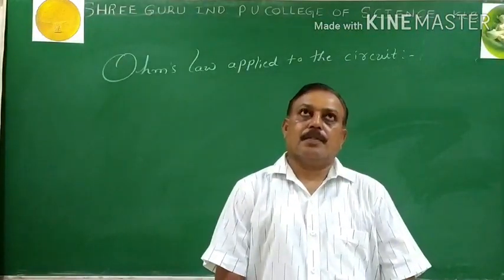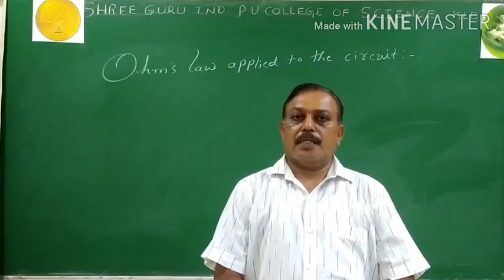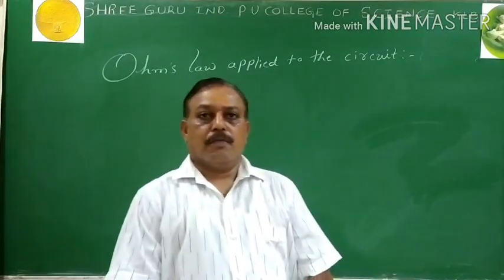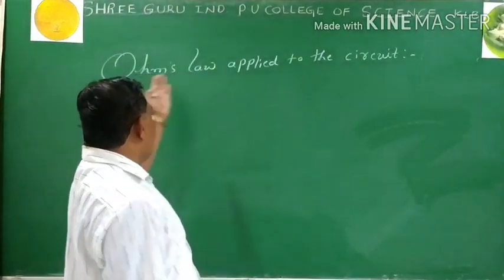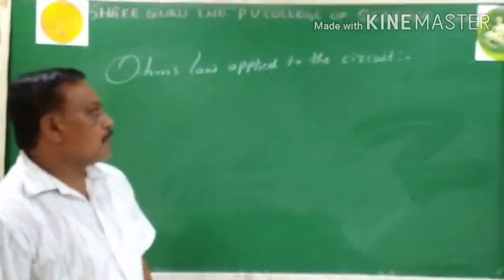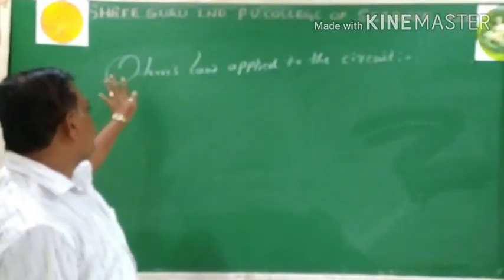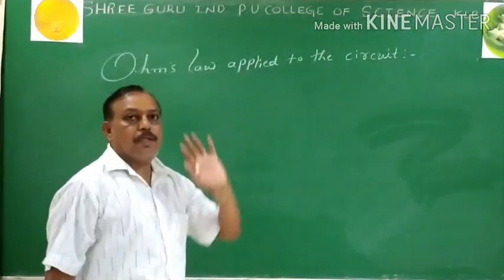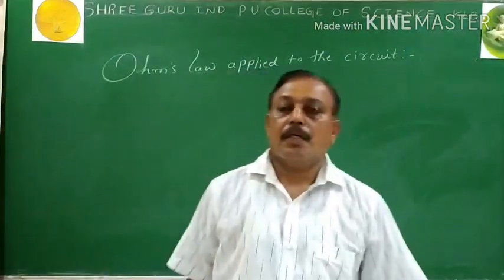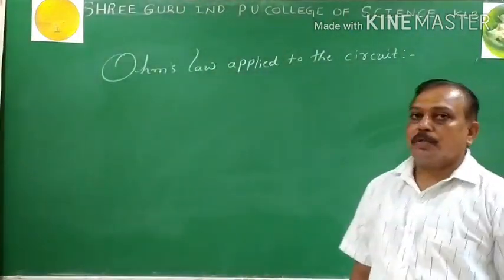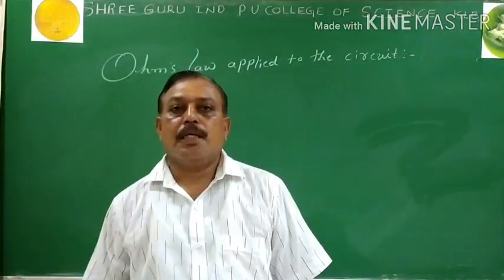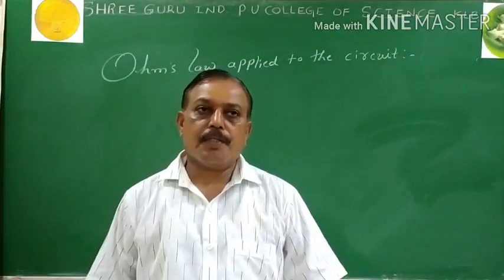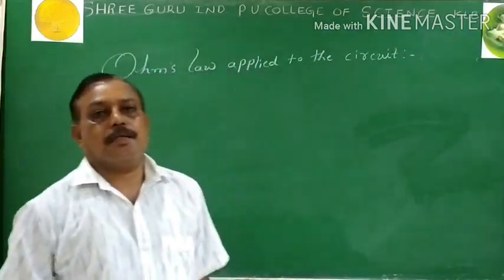Okay, fine. Already we have started current electricity. Now this is our fourth class. After completion of combination of the resistances, we come across the most important term, that is Ohm's law applied to the circuit. Before going to Ohm's law applied to the circuit, we come across important related terms: EMF, potential difference, and internal resistance of the cell.